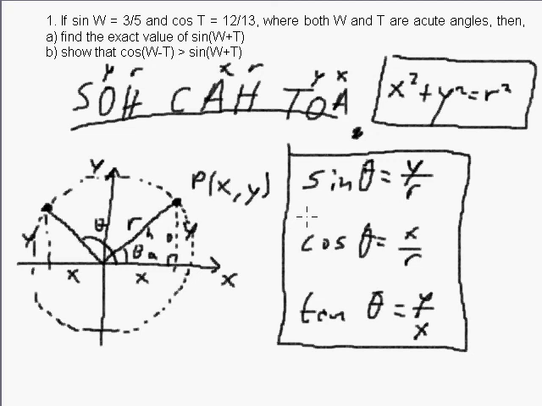But you need to understand these things. You need to know that the sine of theta is y over r, cos theta is x over r, tan theta is y over x.